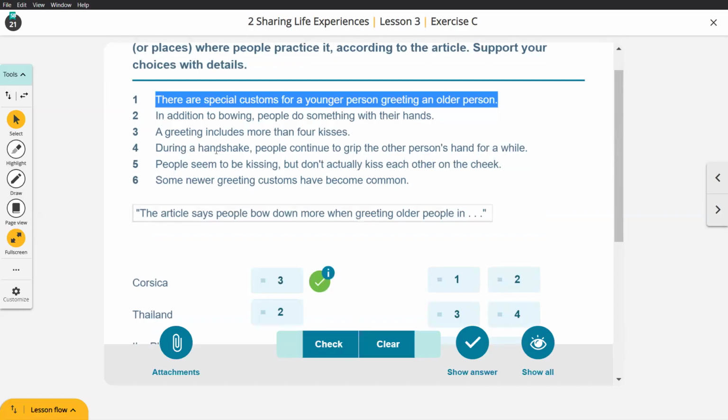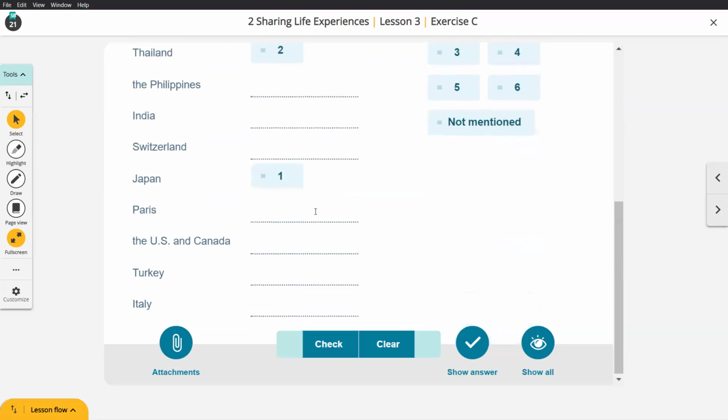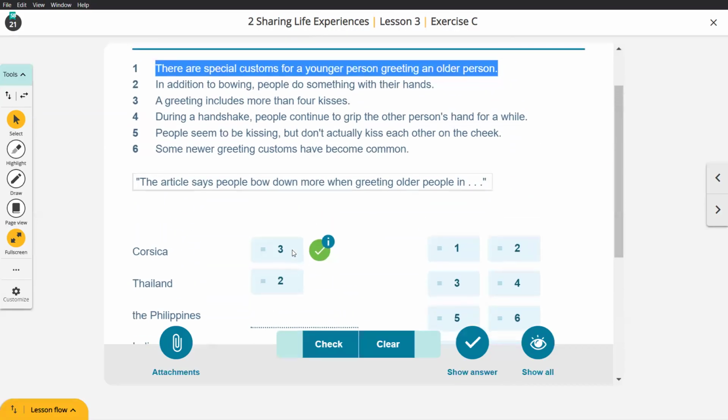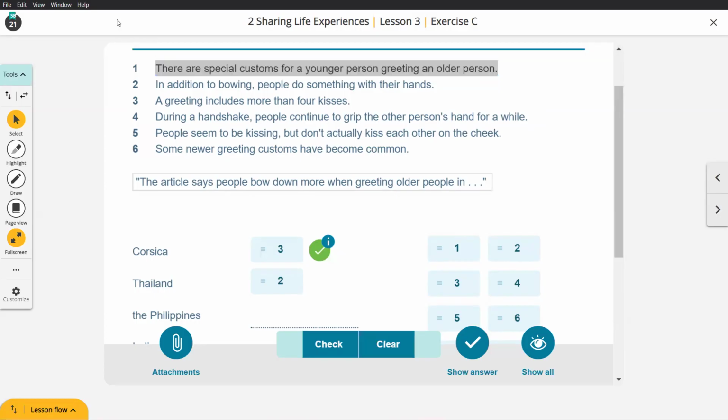Number 4. During a handshake, people continue to grip the other person's hand for a while. So, which one? Which culture is mentioned? Here you have the options. During a handshake, people continue to grip the other person's hand for a while. Turkey. Okay.